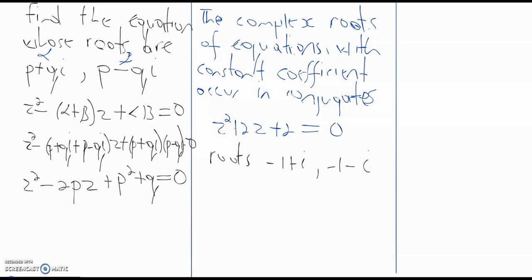These are the roots. These are complex roots. But let us examine the coefficients. A is 1, B is 2, and C is also 2. And by constant coefficients, we mean that coefficients are all real numbers. The roots will naturally occur in conjugates.